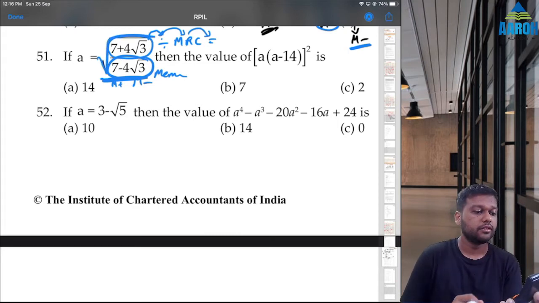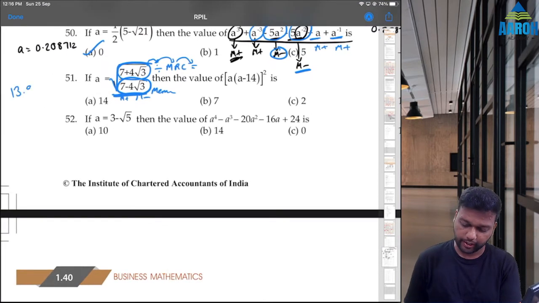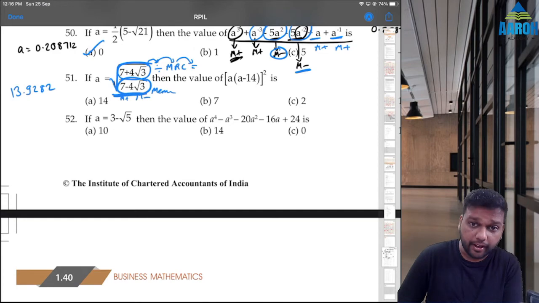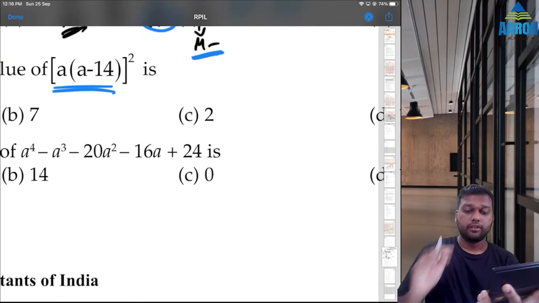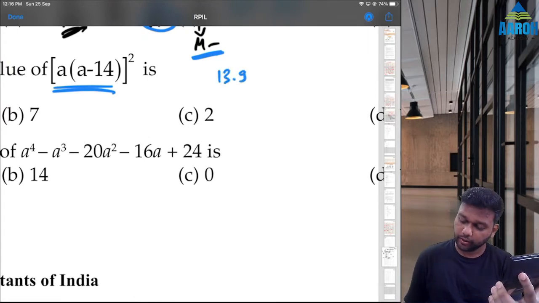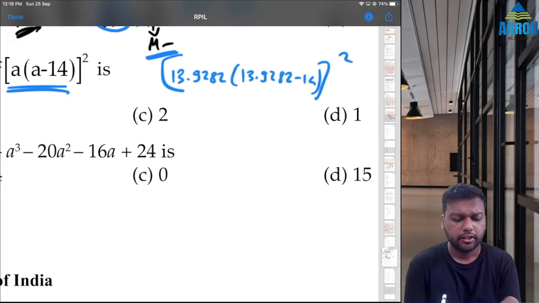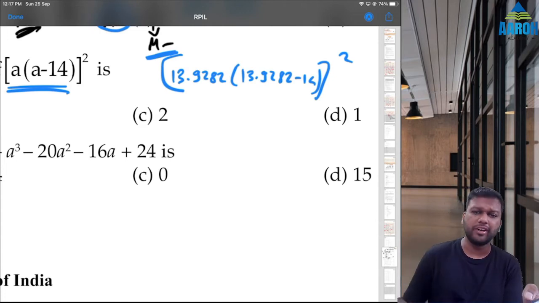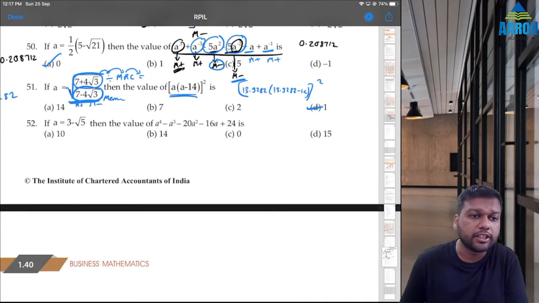And we have to take square root of all this. So square root is 13.9282. Okay. So 13.9282 is the answer for A. Now we have to do this. How to do this? So this is 13.9282 into 13.9282 minus 14 whole bracket square, right? Okay, so let's do that. 13.9282 minus 14 multiplied by 13.9282 into equal to square, right? So that is 1.000 something. So 1 is the correct answer. Option D is the correct answer for question 51.